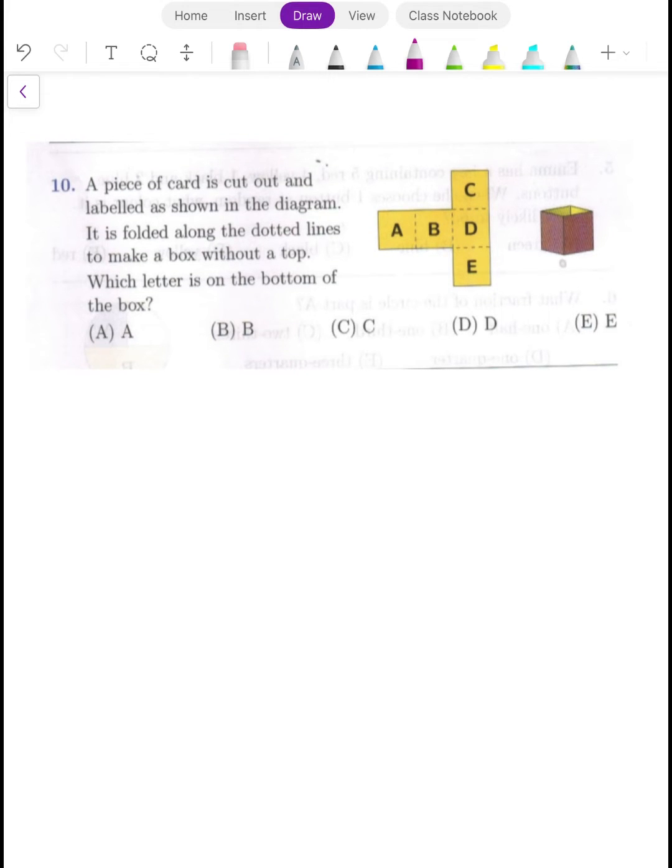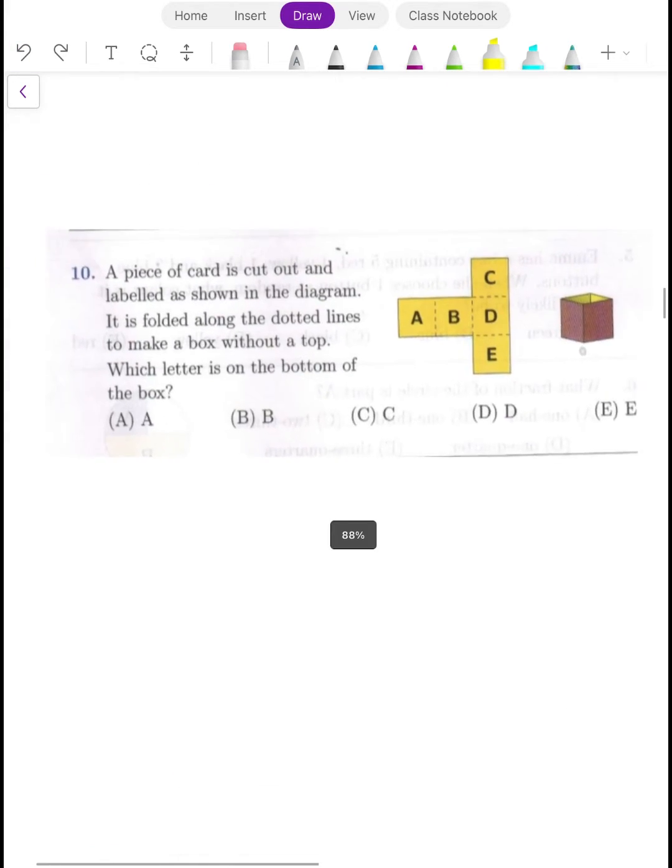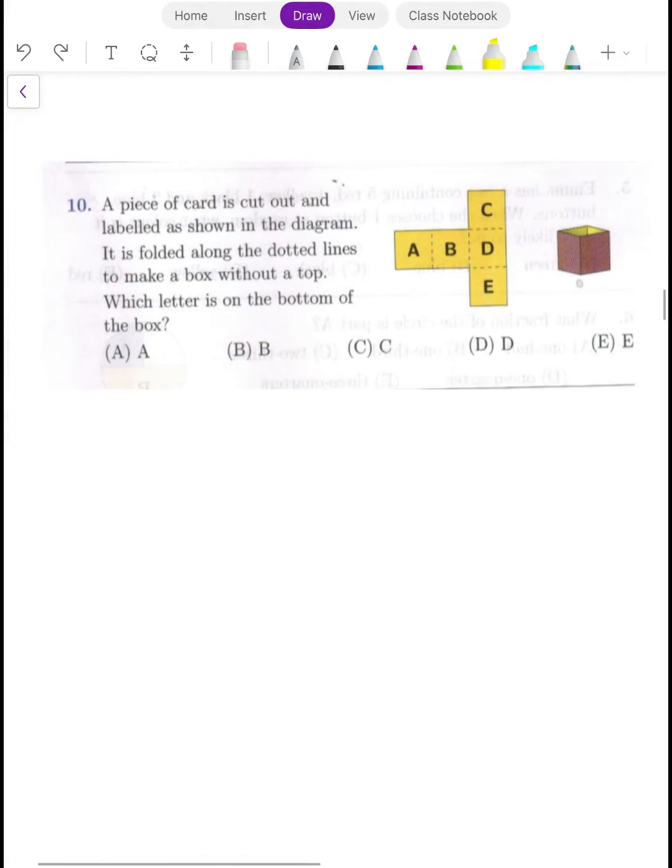Next question. Now this was a very interesting question, which requires a bit of visualization as well. So let's read the question. A piece of card is cut out and labeled as shown in the diagram. This is our cardboard cut out, and it is marked A, B, C, D, E faces. It is folded along the dotted lines to make a box without a top, and we can see this will be the final box that we are trying to make. Which letter is at the bottom of the box? We are looking at the bottom of the box, so let's try to see that.